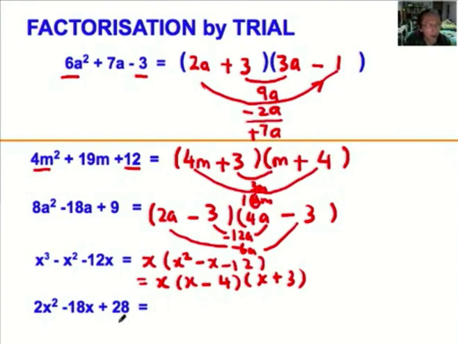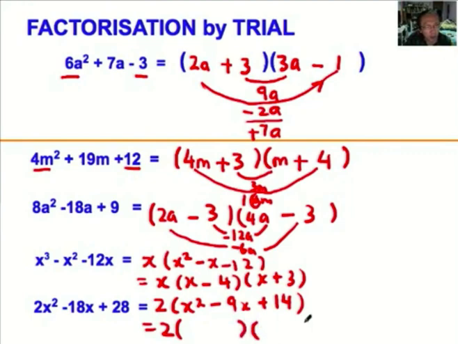Thus, we must remember that before we can factorize, we should always take out the common factor. In this case, it is 2. And in the brackets, we have x squared minus 9x plus 14. And factorizing this, we have the factors x times x, and 14 is 2 times 7. And to get a negative 9x, we have negative 2x minus 7x. Let us now take a look at some more examples.